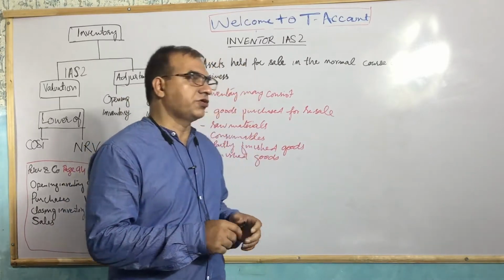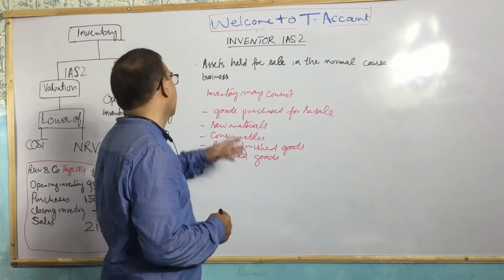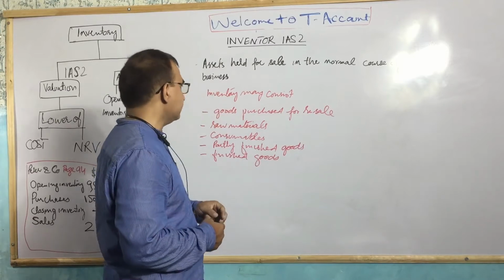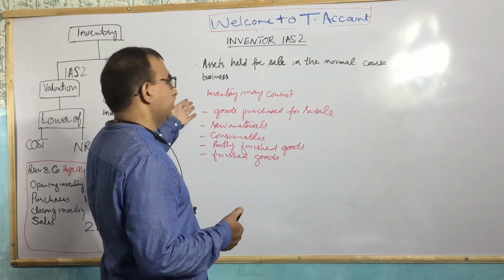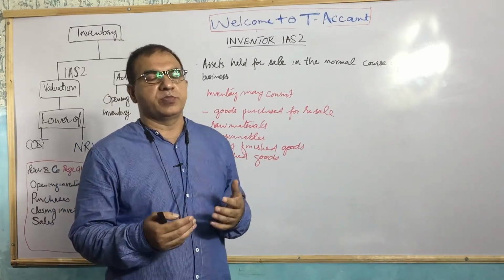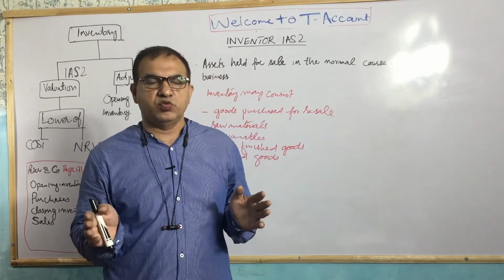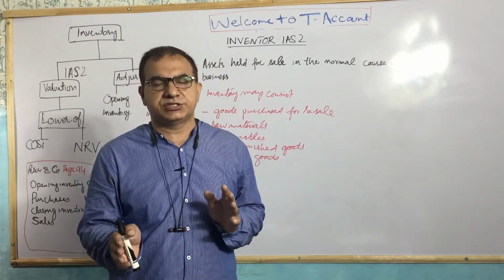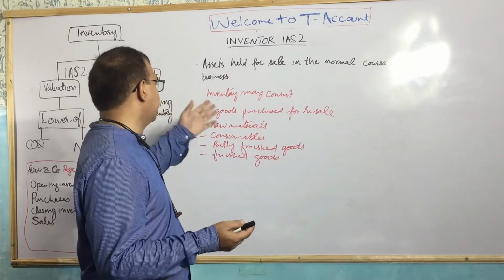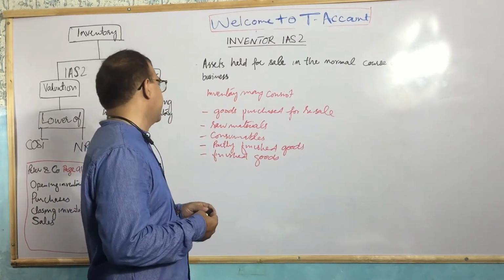So for a trader, this is simple. Whatever they are selling and buying, that's their inventory. Assets held for sale in the normal course of business. For a manufacturer, they are doing different processes, so they may have, at the end of the year, inventory in different forms at different stages of production. So normally these are goods purchased for resale, normal for trading.